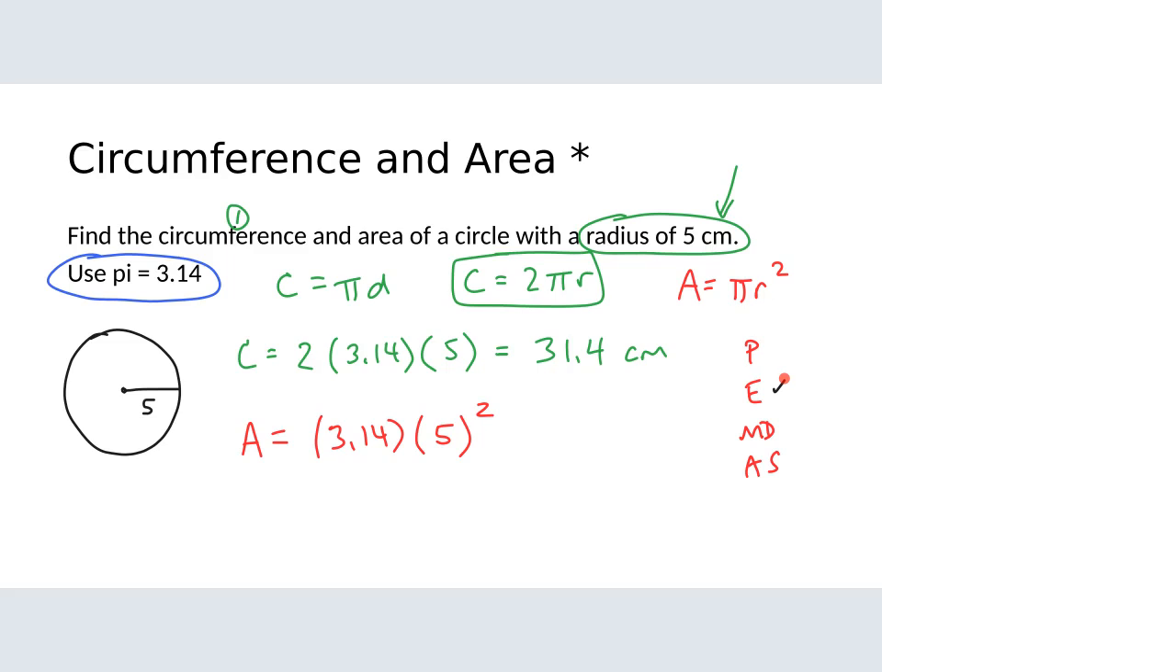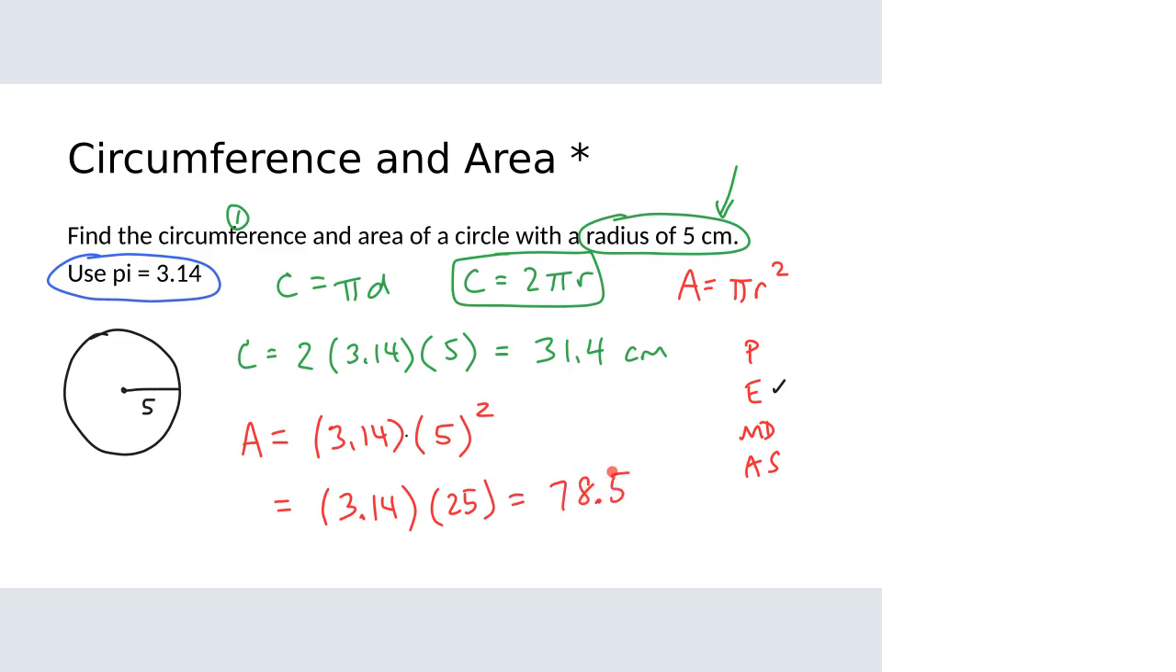Exponents are next, and I do have an exponent. So before I do this multiplication, I need to raise 5 to the second power. So in simplifying this, the first thing we're going to do is raise 5 to the second power. This 3.14 will stay put. 5 squared is 25. And now we'll do the multiplication. 3.14 times 25 is 78.5.